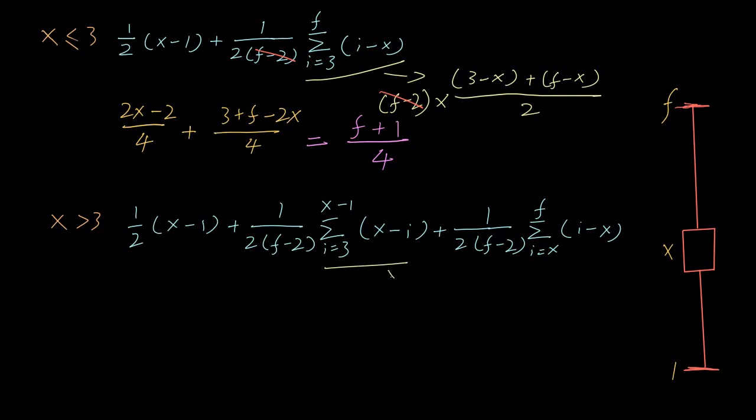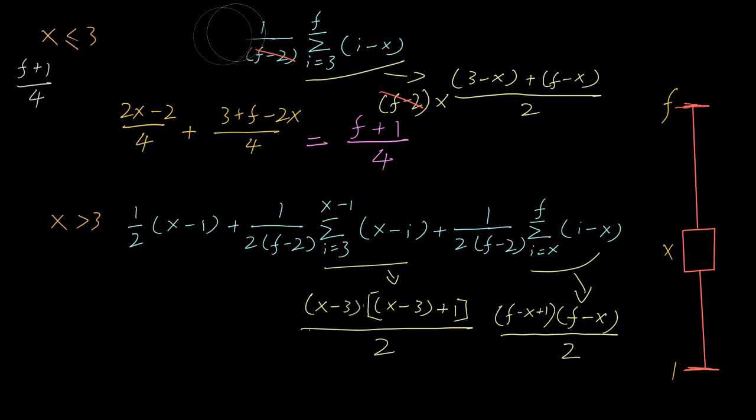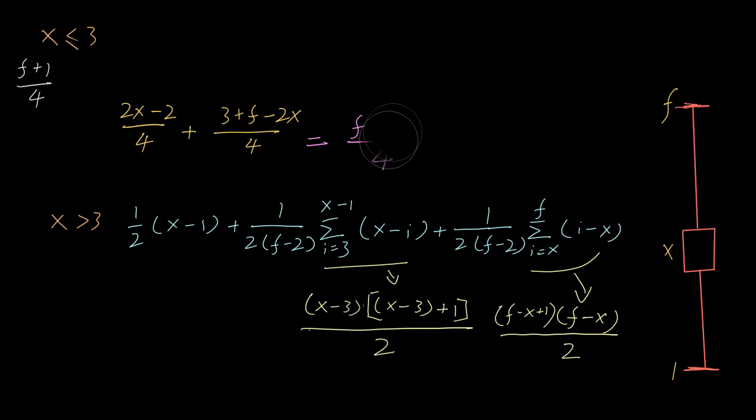And for x greater than 3, we can do the same thing. The first element plus the last element over 2, and all that times the number of elements. I've run out of space, so I'll just put f plus 1 over 4 right here, and then I'll erase the upper part.